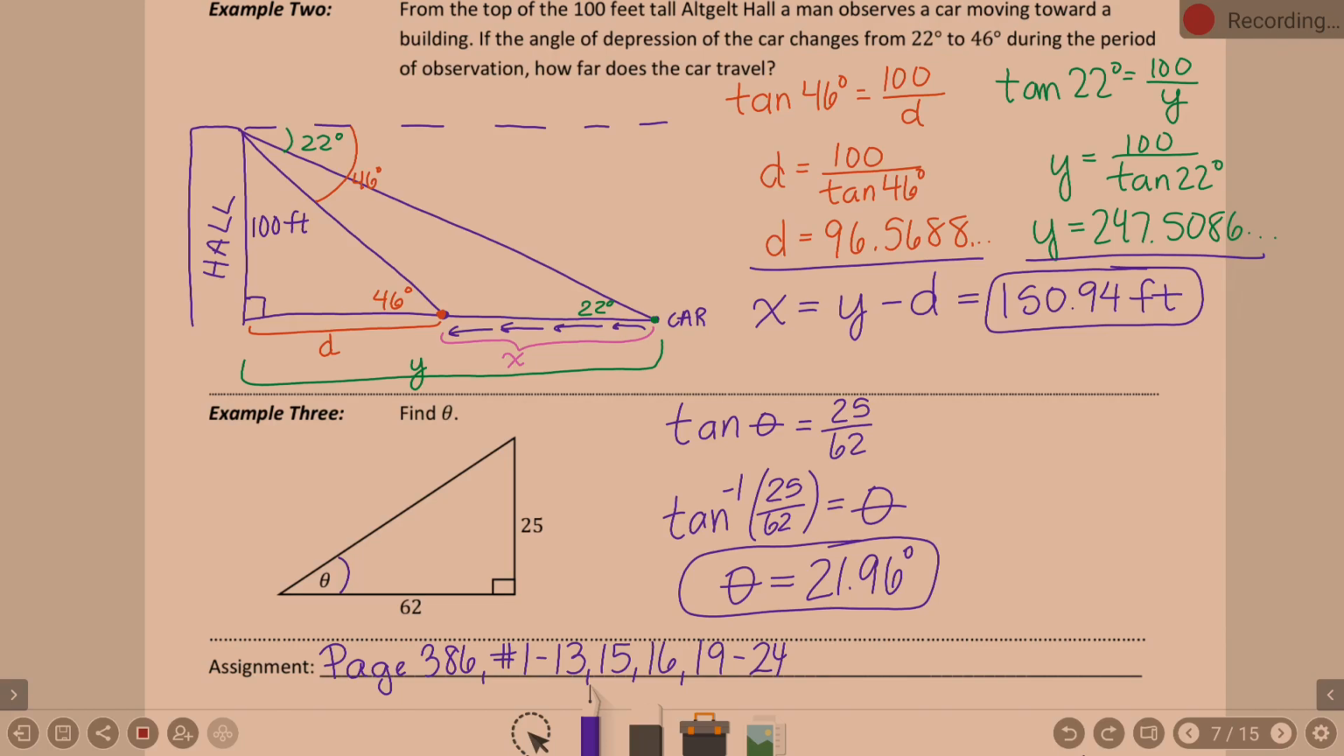Okay. Homework, page 386, 1 through 13, 15, 16, and 19 through 24. If we were to happen to be on e-learning tomorrow, I would say finish this assignment and start working on the review worksheet for the test that I just gave you. Okay?